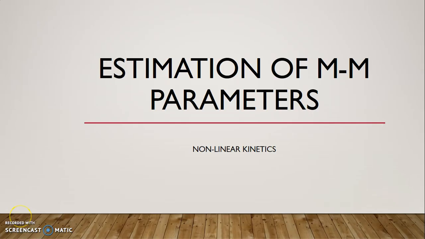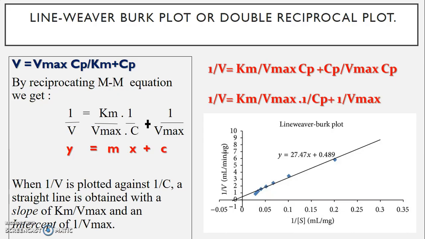In the previous video, we saw about the Michaelis-Menten equation and the curve. In this video, we are going to see how to estimate the parameters from that Michaelis-Menten equation. There are two simple methods to estimate the Michaelis-Menten parameters. The first method is called the Lineweaver-Burk plot or double reciprocal plot, where we have the same equation.